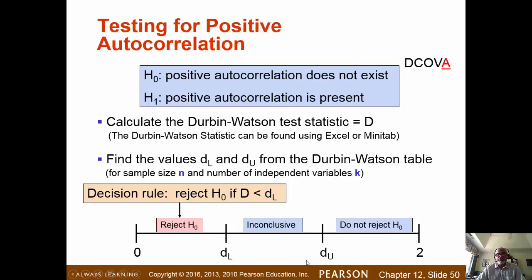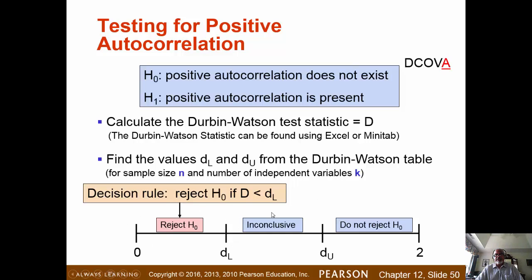But here is the test statistic from the table. We get two values for D from the Durbin-Watson table at the back of the textbook. Now if D falls in this range, we reject the null hypothesis and conclude that there is autocorrelation, which is not a good thing.